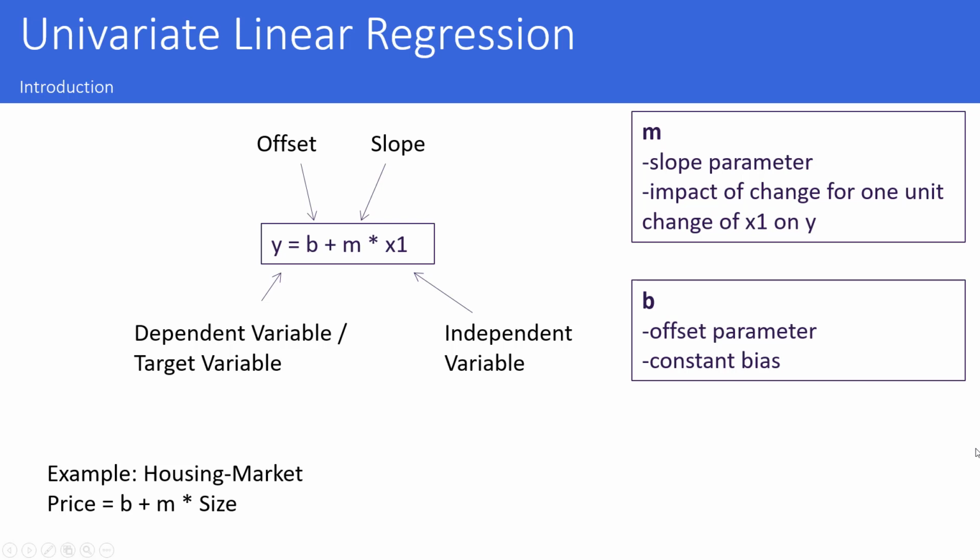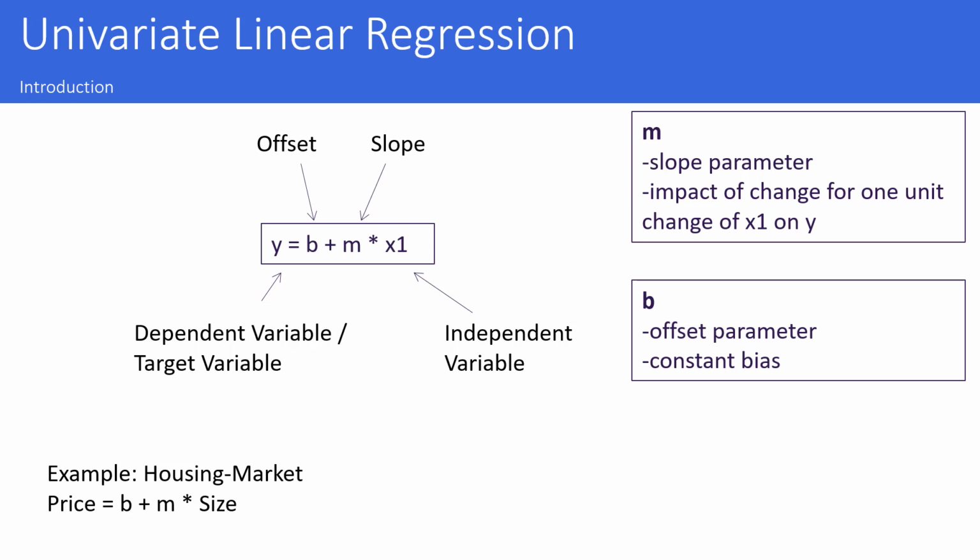Univariate linear regression uses one independent variable to predict one dependent variable, and there is a linear relationship between both. So basically the model assumes there is our target variable called y, and this can be explained based on an independent variable called x1. The only parameters that need to be estimated are the slope and an offset parameter.